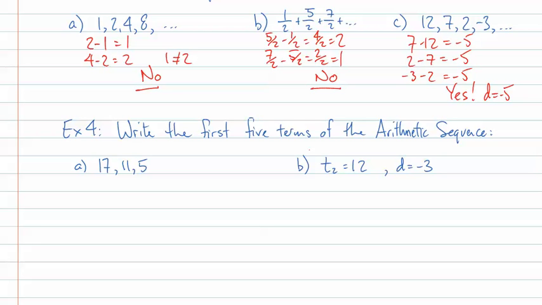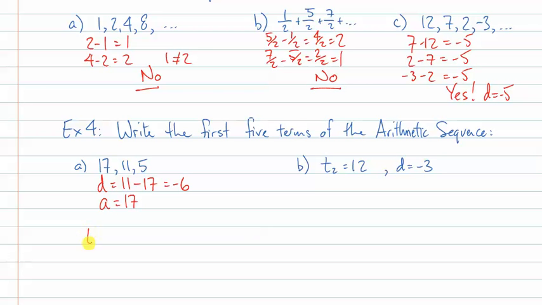Okay, assuming you've given it a little bit of thought, let's have a look here. The common difference is any number subtract the previous number, so negative 6. Again, 5 minus 11 is also negative 6. That's my common difference. Now, I have my first term, it's 17.